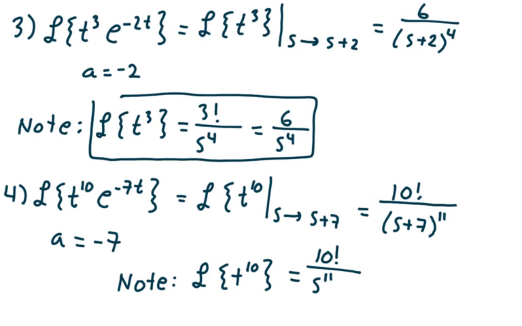Example 4. Suppose we want the Laplace transform of t to the 10th times e to the negative 7t. Well, in this example, a is equal to negative 7. So this is equal to the Laplace transform of t to the 10th, where s gets replaced with s plus 7. It's really slick. Now, the Laplace transform of t to the 10th is equal to 10 factorial over s to the 11th. And so the Laplace transform of t to the 10th e to the negative 7t will be 10 factorial over s plus 7 raised to the 11th power. And that's example 4.